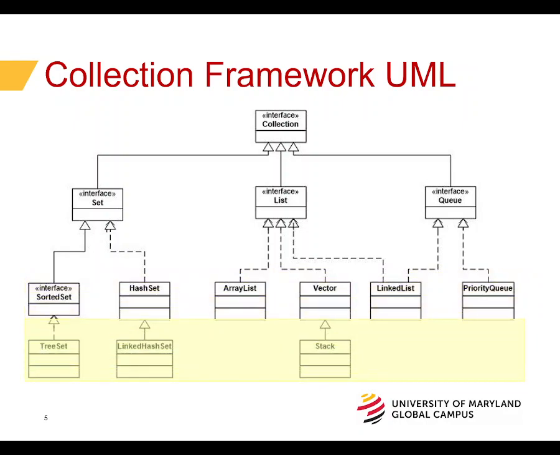At the very bottom level, we see the tree set class, which is an implementation of a sorted set, which uses a balanced binary search tree. The linked hash set, which is a variation on a hash set, and the stack, which is a subclass of the vector class. As we study how many of these data structures are implemented, we will better understand how hash tables, binary search trees, and other underlying data structures are implemented.